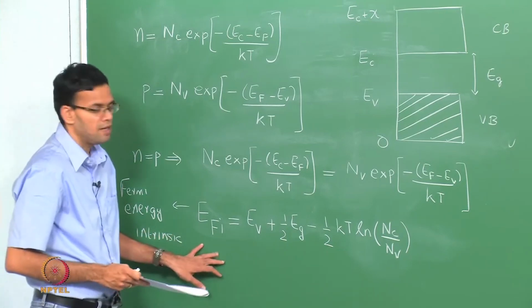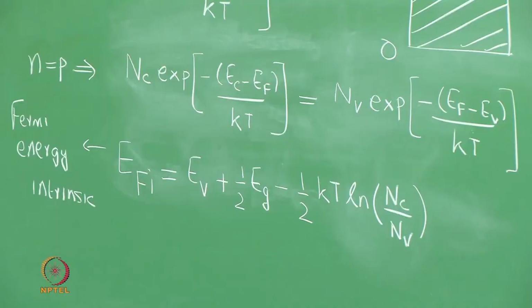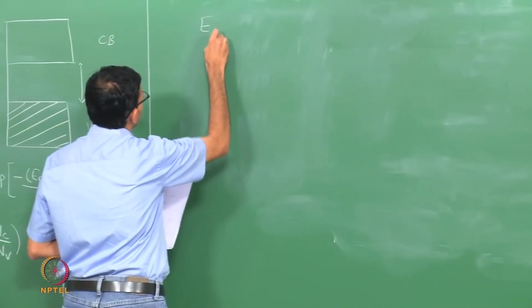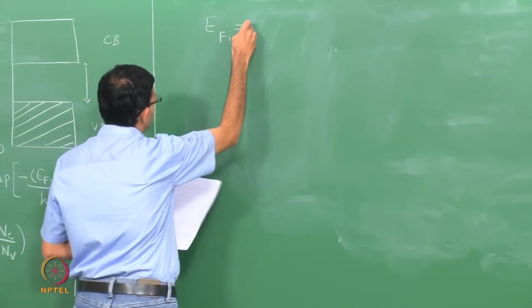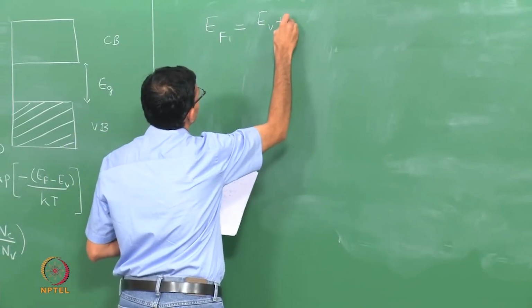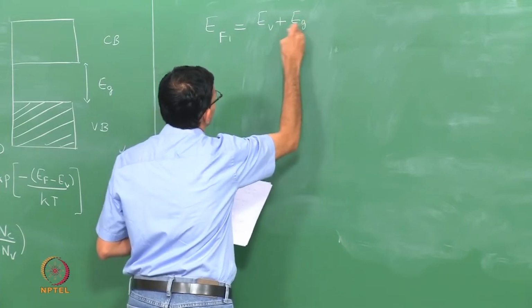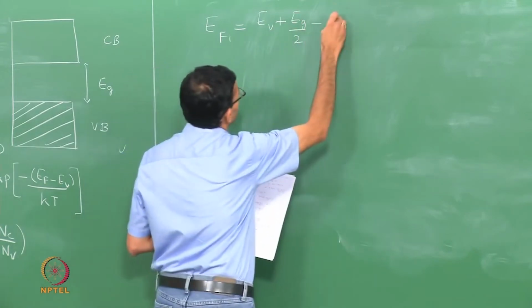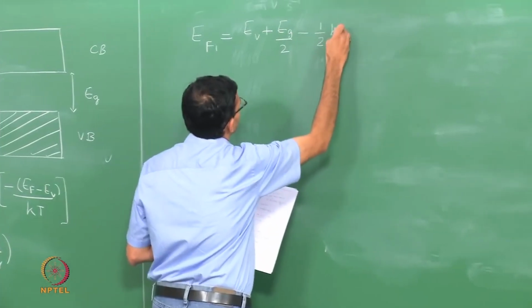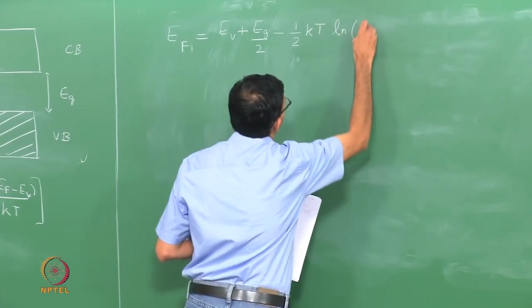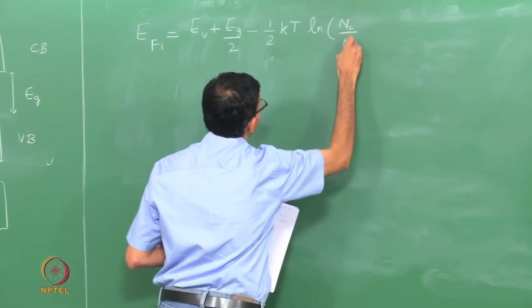So, let me rewrite the expression for EFI. EFI is EV plus EG over 2 minus 1/2 KT ln of NC over NV.